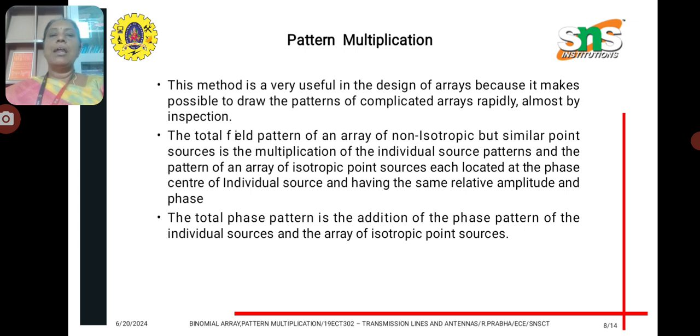According to pattern multiplication, the total field pattern of an array of non-isotropic but similar point sources is the multiplication of the individual source pattern and the pattern of an array of isotropic point sources, each located at the phase center of the individual source and having the same relative amplitude and phase. The total phase pattern is the addition of the phase patterns of the individual sources and the array of isotropic point sources.